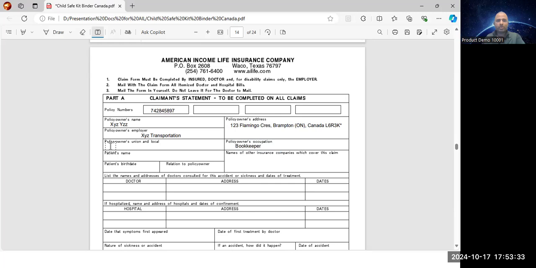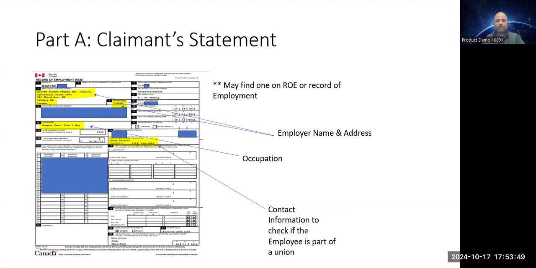All right. Policy owner's union and local. Now, should you have a union for your workplace, you will need to type in the name of your union as well as the local chapter. Before we move ahead with the union, you can find your address on your ROE, your record of employment. You can also verify your address on your ROE as well as your employer's address. Your occupation is also listed on your record of employment.